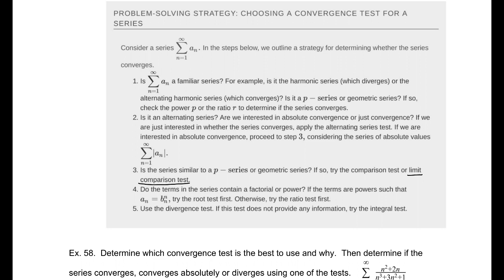Last but not least is the divergence test. Okay, we can always look to see if something diverges. If the terms go to anything other than 0, then it diverges. But sometimes it doesn't give us a lot of information, so we might try the integral test. So generally we go in that order.